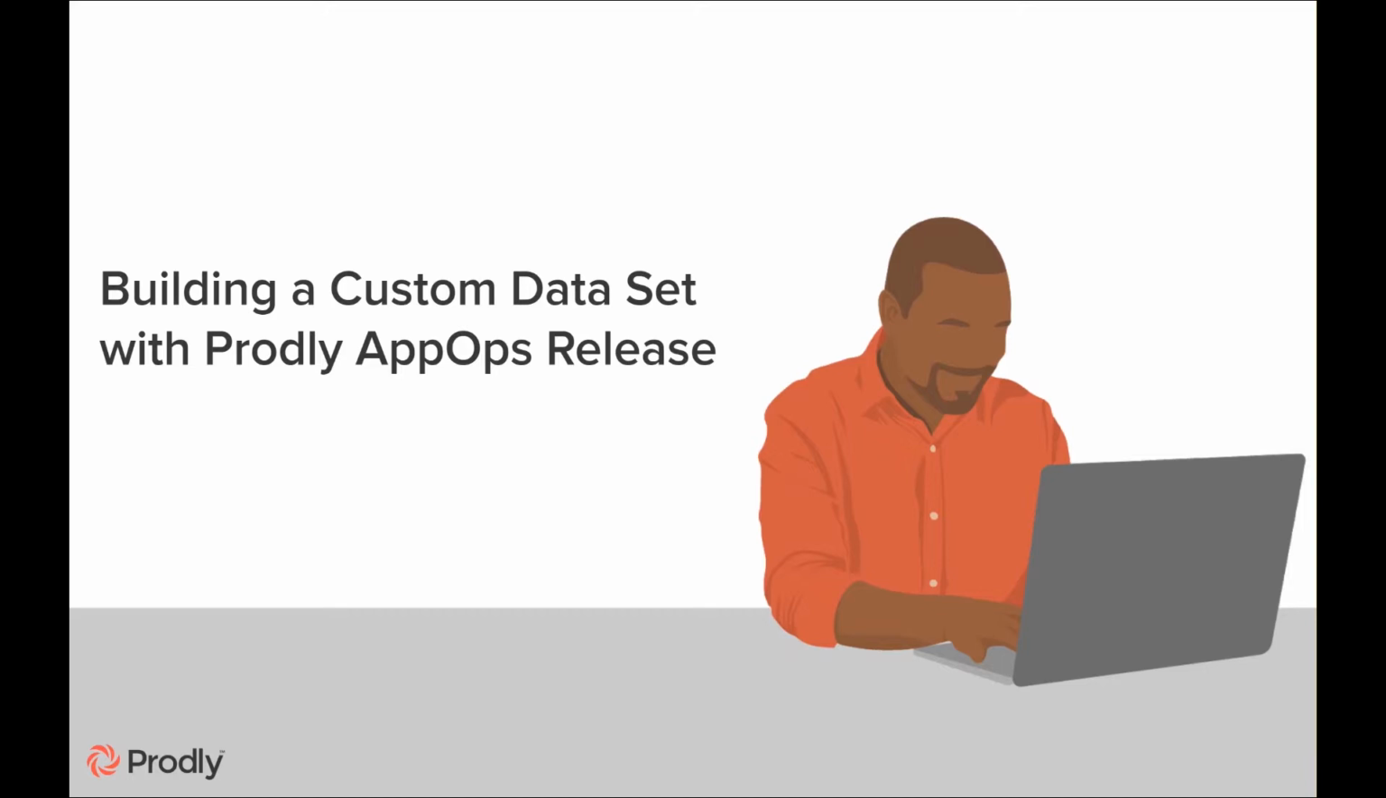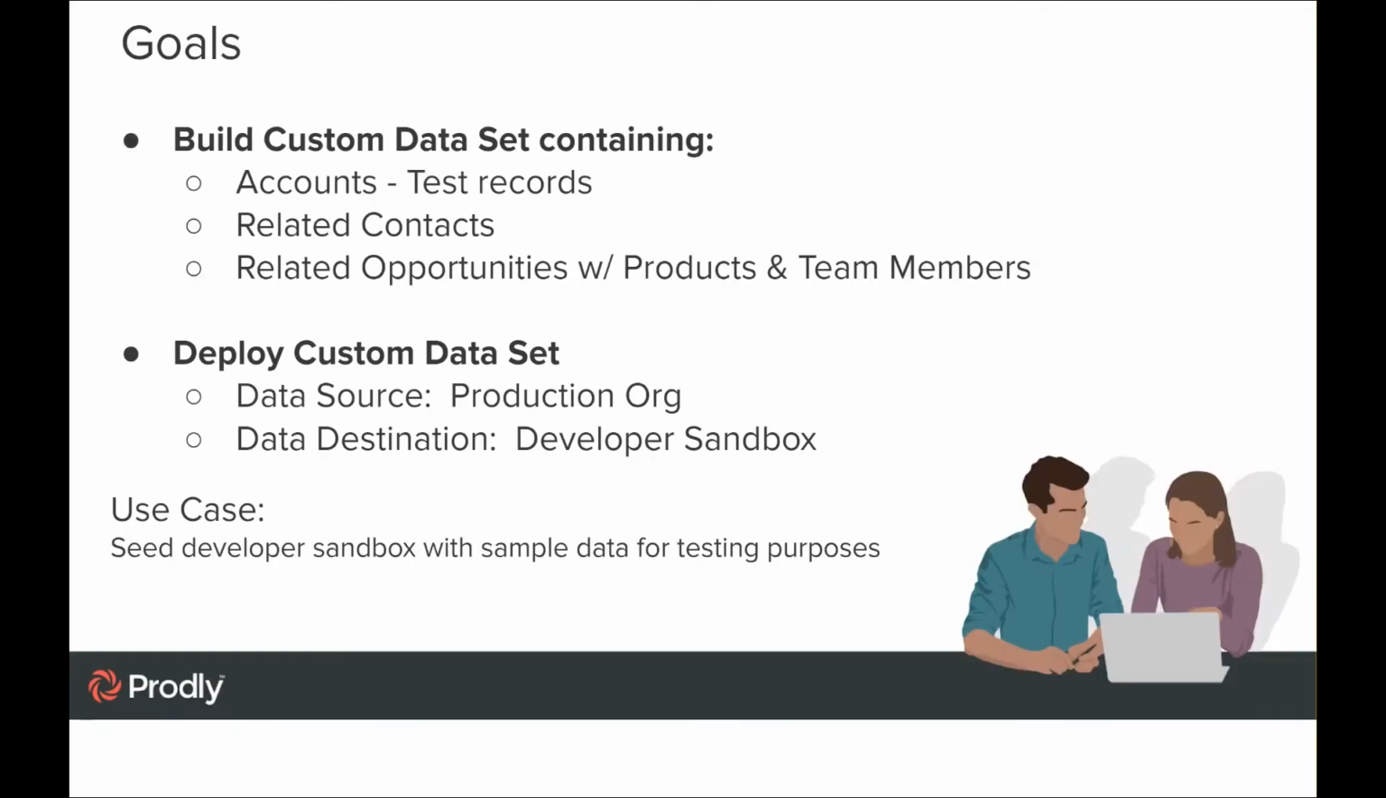I'm going to take a few minutes to walk you through the basics of how to build a custom data set within the AppOps Release app. The goal of this video is to build a custom data set to deploy sample account records with related contact and opportunity records. We will also perform a deployment from a production org to a new developer sandbox.